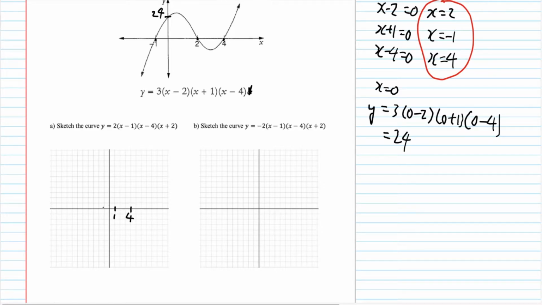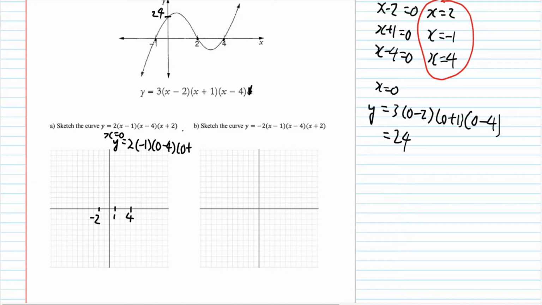When x equals minus 2. Right. Now, find the y-intercept. To find the y-intercept, you let x equal 0. So x equals 0. Then y is equal to 2 times (0 minus 1), which is minus 1, times (0 minus 4), times (0 plus 2).